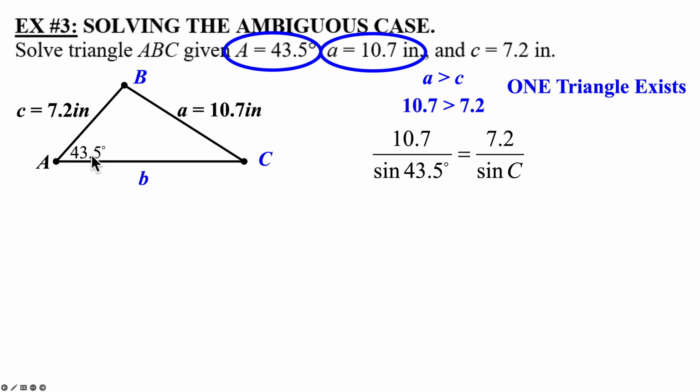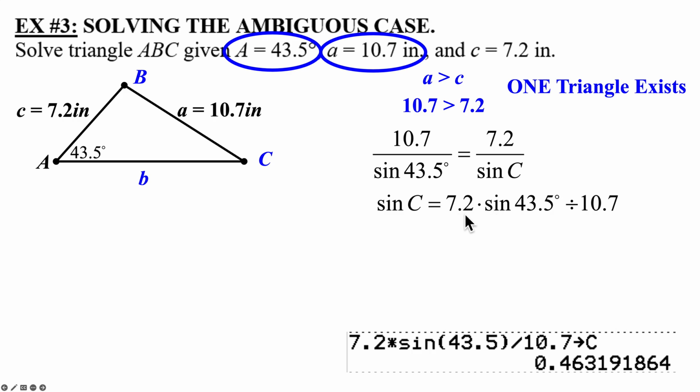10.7 over the sine of 43.5 degrees is equal to this 7.2 over the sine of C. This is the only angle we can find. We can't find angle B because we don't know what side b is. So cross multiply, divide by 10.7. And again, if you want this decimal version, or like I said earlier, take C equal to the inverse sine of all of this.